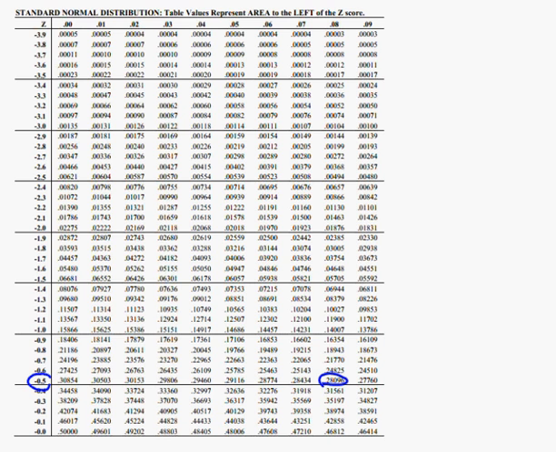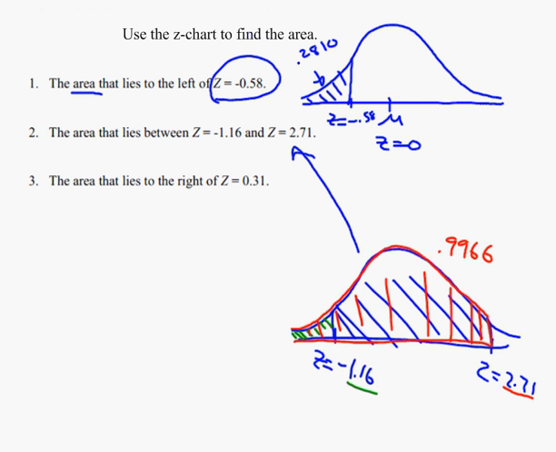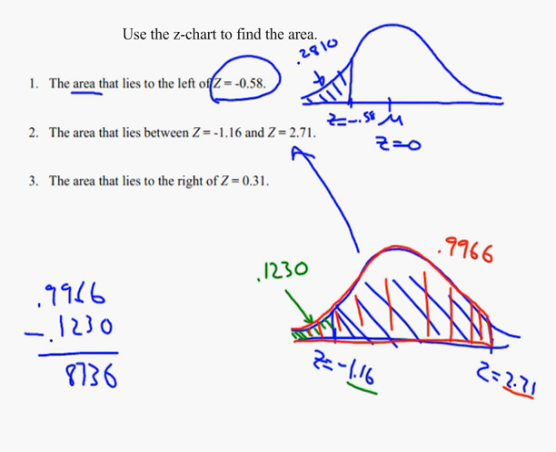Okay, so we look up that area. This area here turns out to be 0.1230. And then the blue area that we want is just going to be 0.9966 minus 0.1230, or 0.8736.